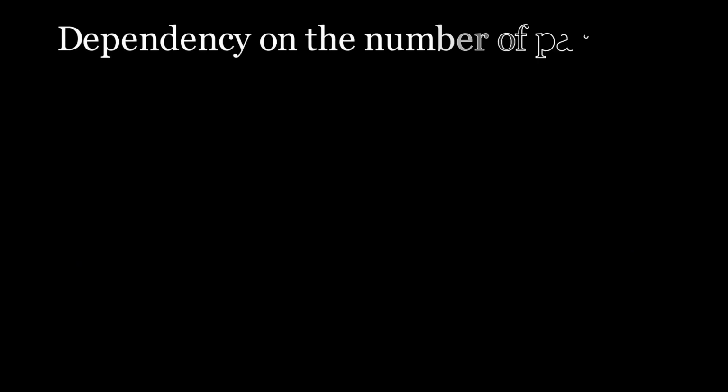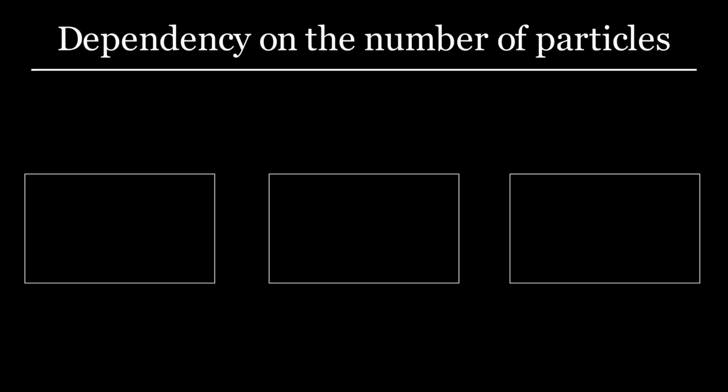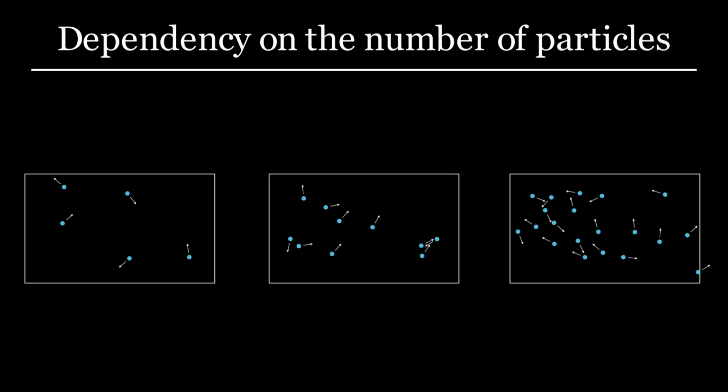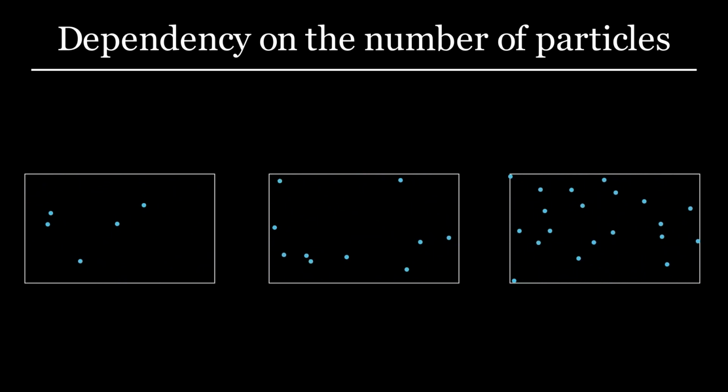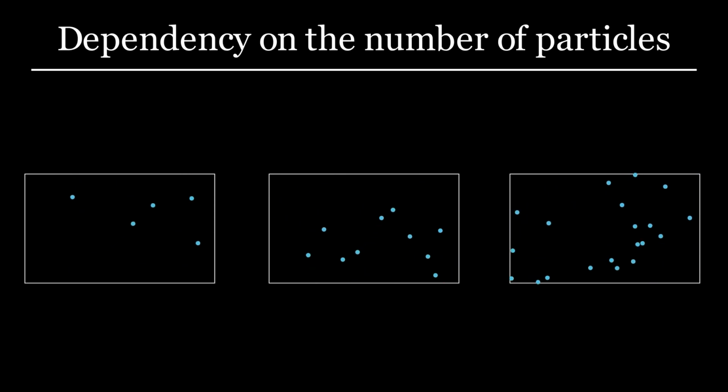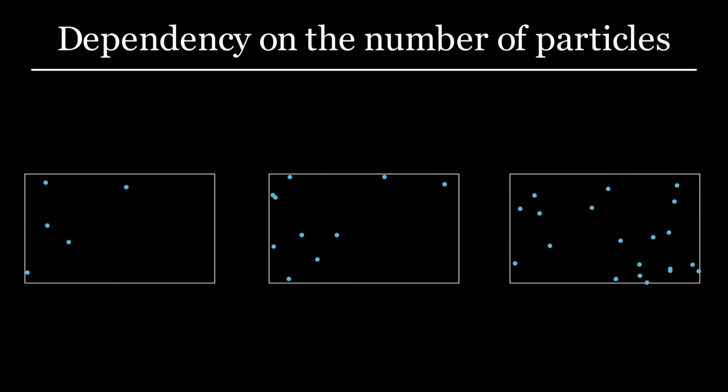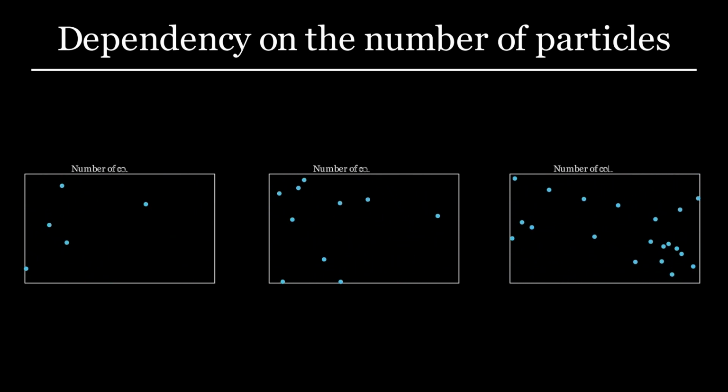Now let's see what happens when we change the number of particles. Once again, we have three systems, one with 5, 10, and 20 particles. Let's see how it changes the number of collisions. Not surprisingly, we see that the more particles, the more collisions there are with the wall.